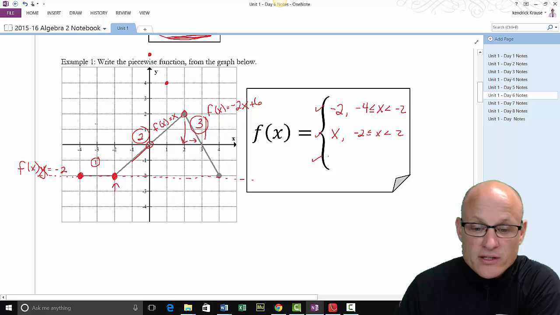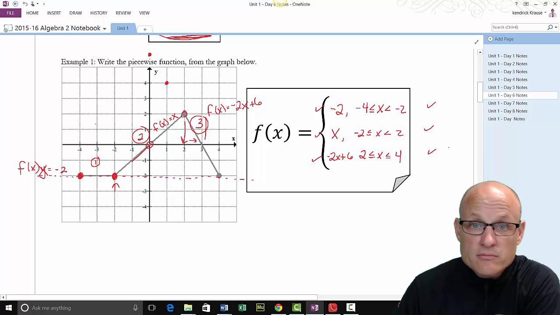The third piece is -2x plus 6 for all values from 2, equal to 2, but less than or equal to 4. 3 pieces to the function. 3 domains.